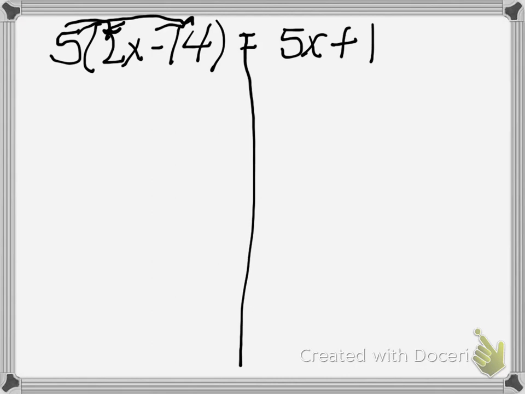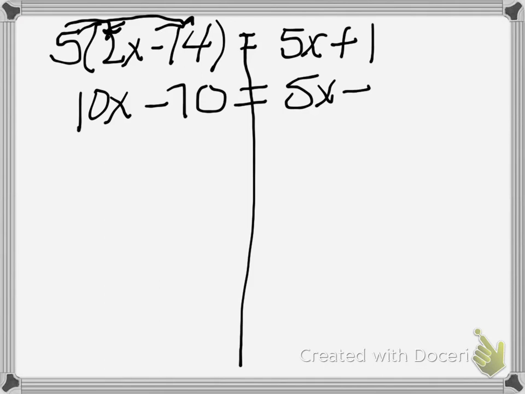So 5 times 2 is 10. So it'll be 10x. 5 times negative 14 is negative 70. So that means it's subtracting 70. Then I'm going to write my 5x plus 1 back out again. Now I go back to that problem like I was just working a few minutes ago.